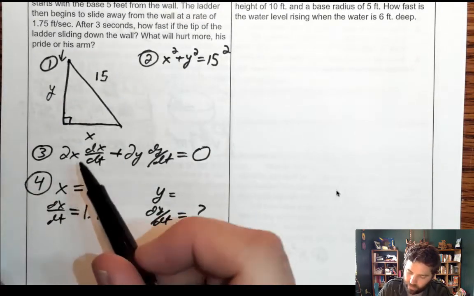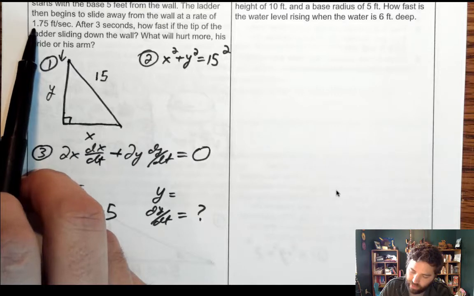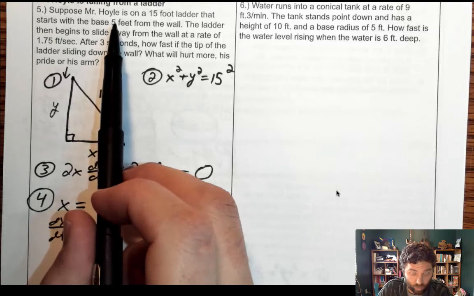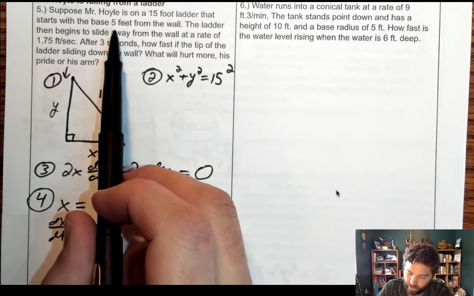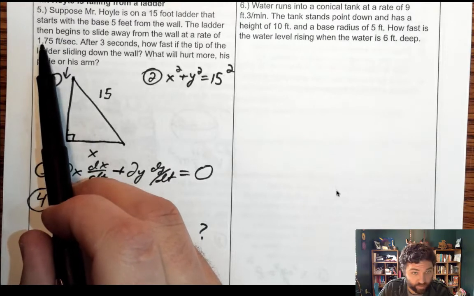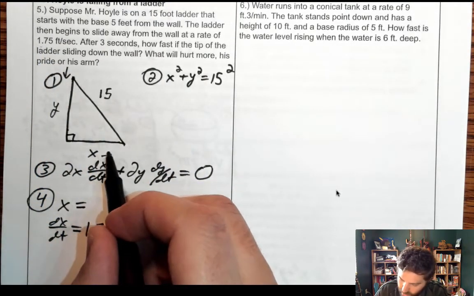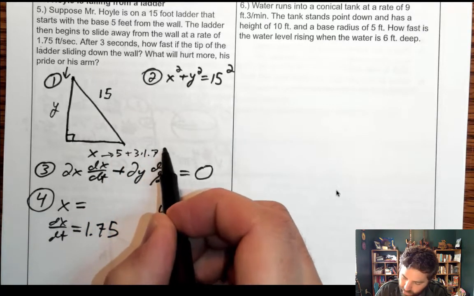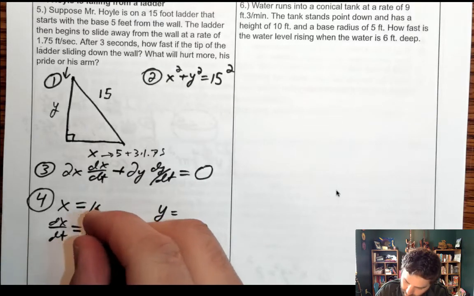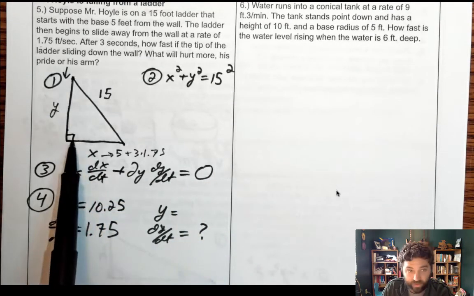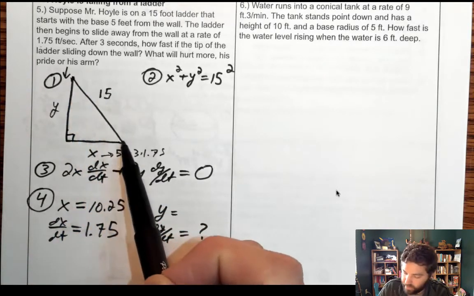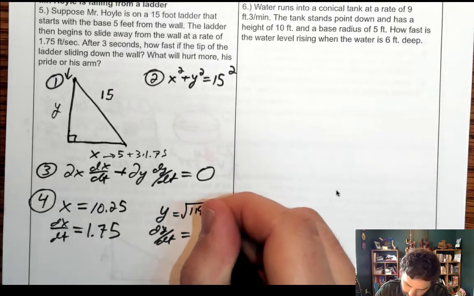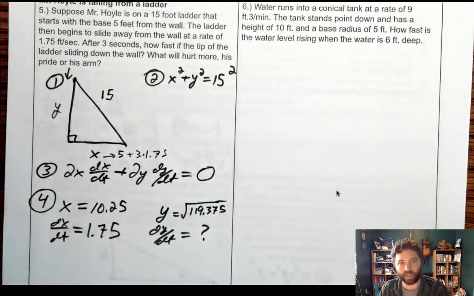We can figure out what x is because we know that it's going 1.75 feet per second for 3 seconds, and it starts off 5 feet away from the wall. So you're going to take 5 plus 3 times 1.75, which gives you a distance of 10.25. So if you know that this side is 10.25 and this length is 15, you can figure out what y is. y turns out to be the square root of 119.375 when you use the Pythagorean Theorem there.